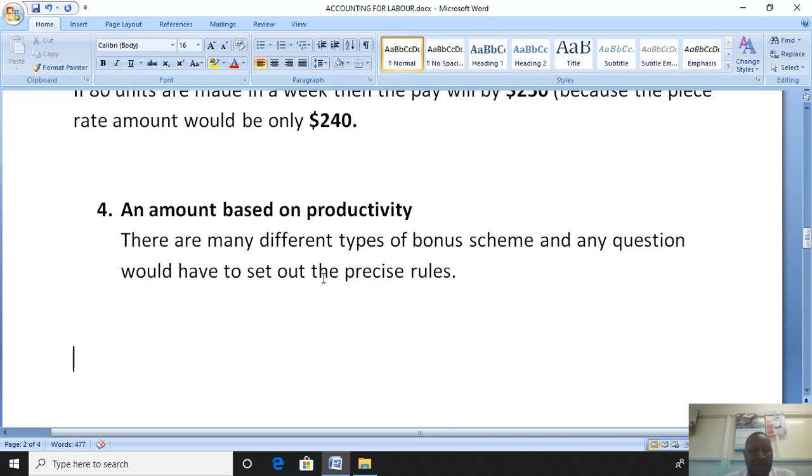And here the situation is you just have to follow what the question will set out, the precise details and rules that the question will set out. Questions can come in different styles and different forms, but there will be precise rules that will be given in the particular question on how you calculate the pay for workers and the labor cost as well.